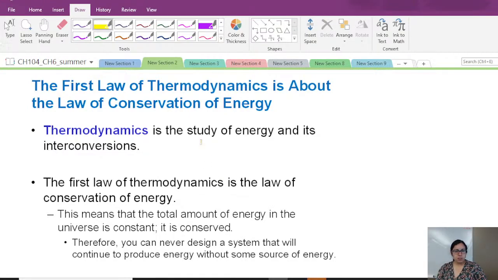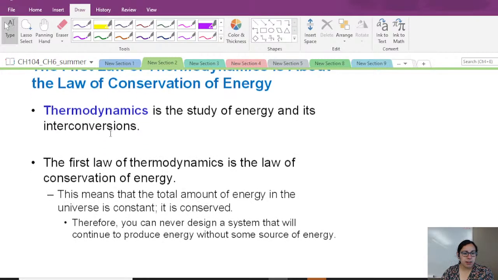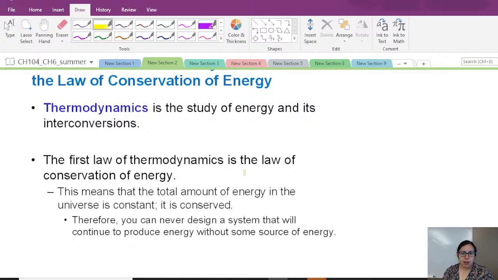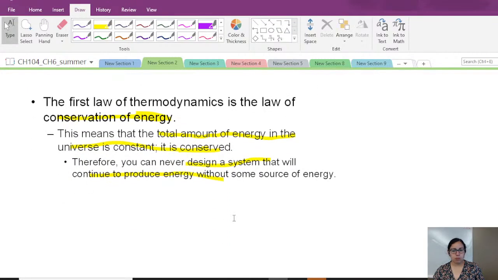All right, so then we should know about our first law of thermodynamics and our conservation of energy. The first law of thermodynamics is the law of conservation of energy. All that means is the total amount of energy in the universe is constant, so it is conserved. We can't design a system to produce energy without some source of energy. You're familiar with those concepts, like the perpetual motion machine, which thermodynamically doesn't work.